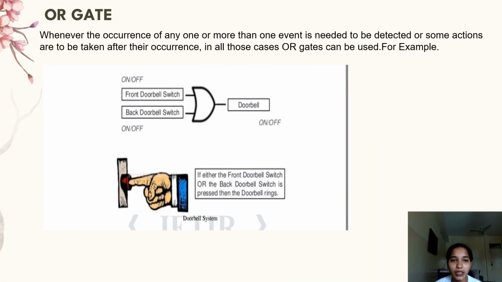OR gate. Whenever the occurrence of any one or more than one event needs to be detected, or some action is to be taken after their occurrence, in all those cases OR gates can be used, for example, as shown below.